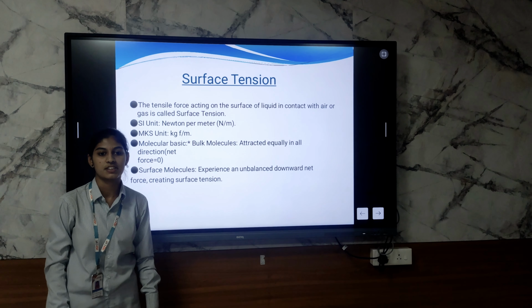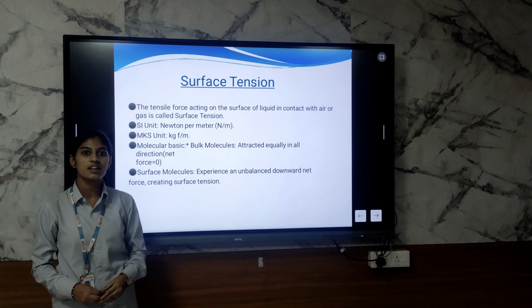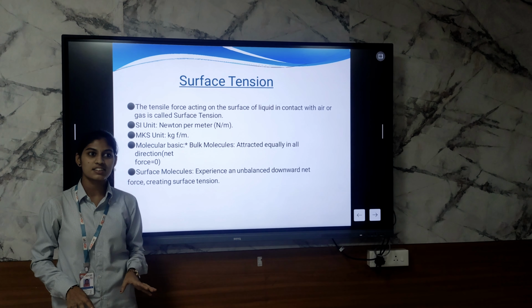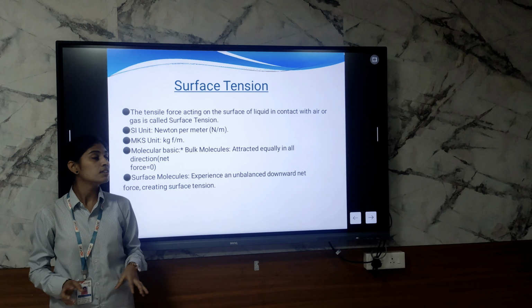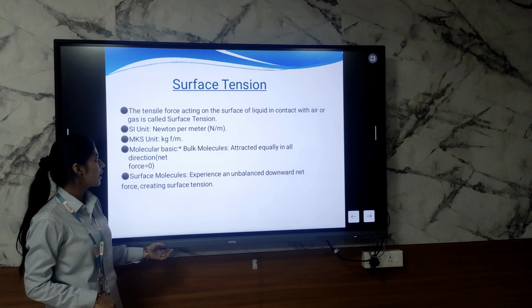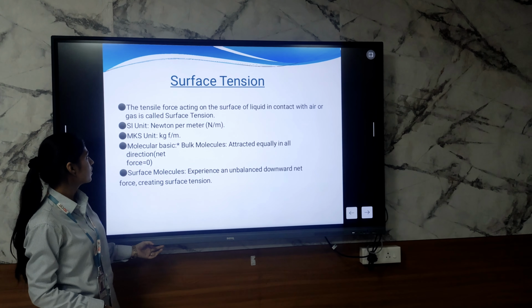I am explaining surface tension. It is the tensile force acting on the surface of a liquid in contact with air or gas. It is denoted by the symbol sigma. The SI unit is Newton per meter.